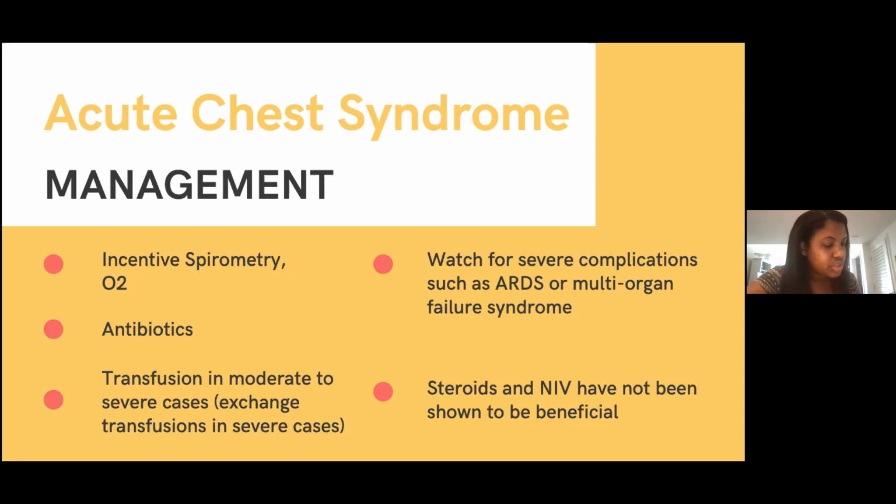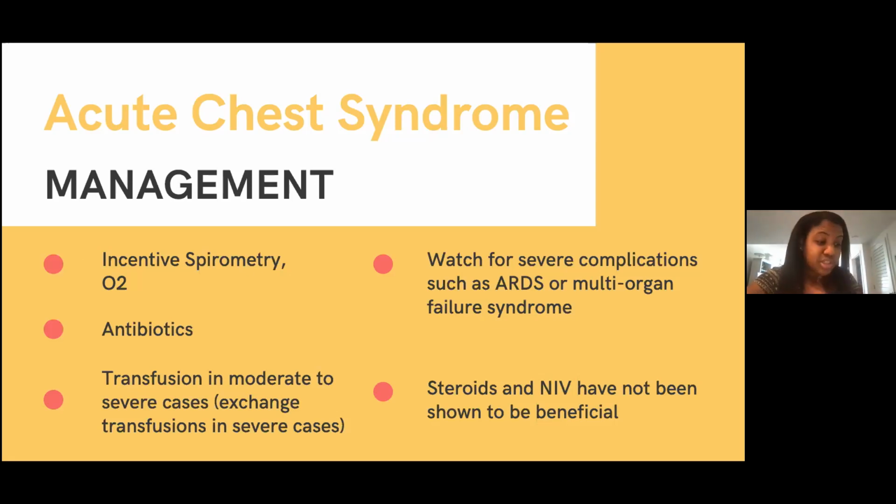Does this change if the patient is on prophylactic antibiotics for asplenia? No, that would not change your antibiotics. You still would cover your typical strep pneumo and atypical organisms for ACS in this case. So usually ceftriaxone and azithromycin. You also can use clindamycin if there's penicillin allergy, or a fluoroquinolone.